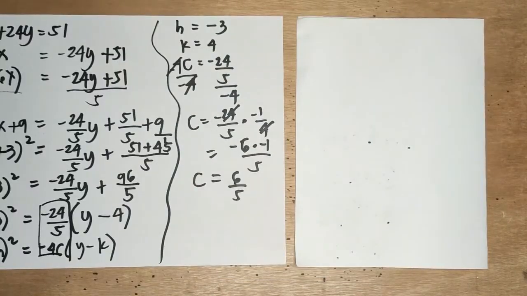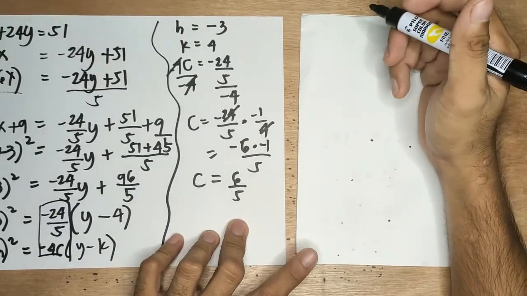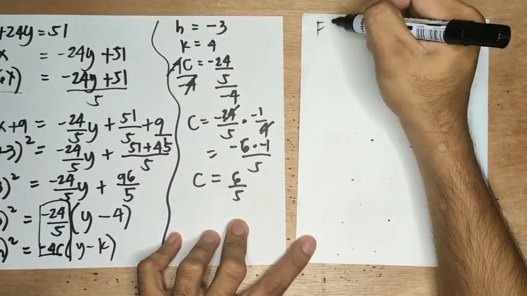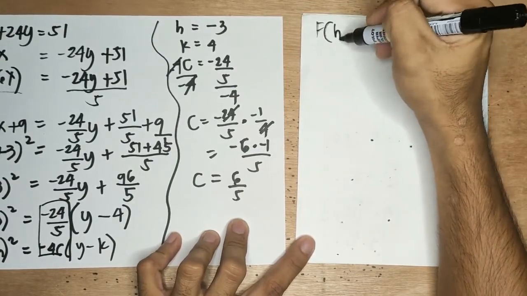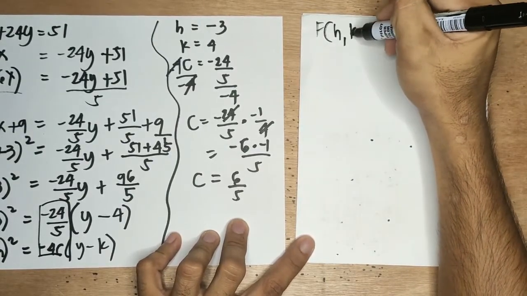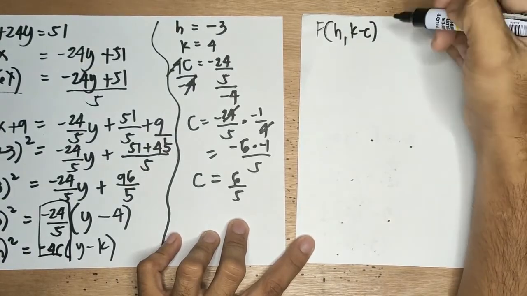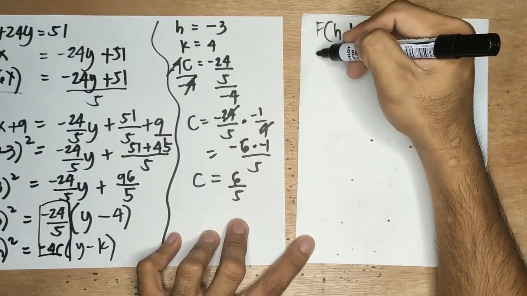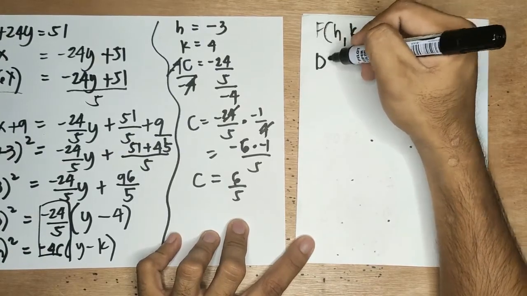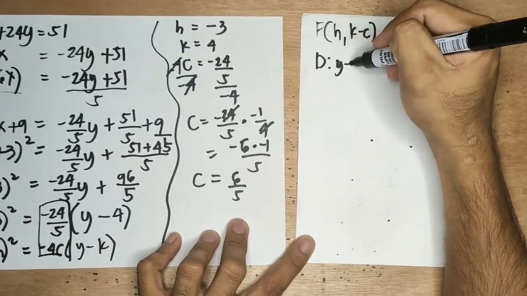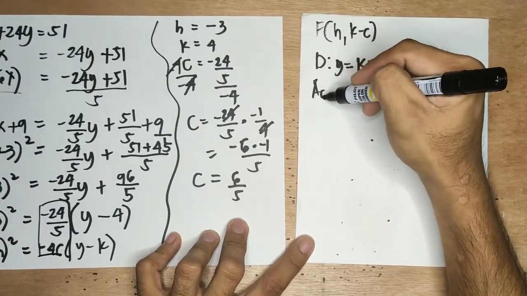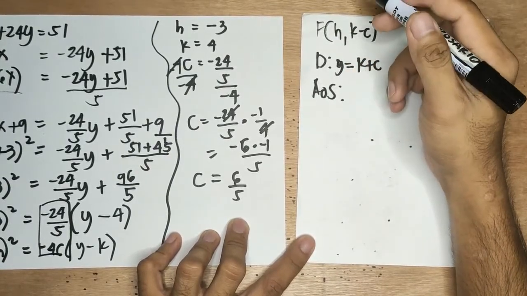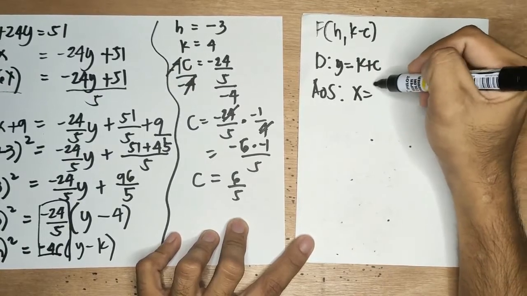Going back to the table that I provided, ang formula para mahanap si focus ay we have h and k minus c. Yung formula para kay directrix, we have y is equal to k plus c, at yung axis of symmetry natin ay makukuha by using x is equal to h.